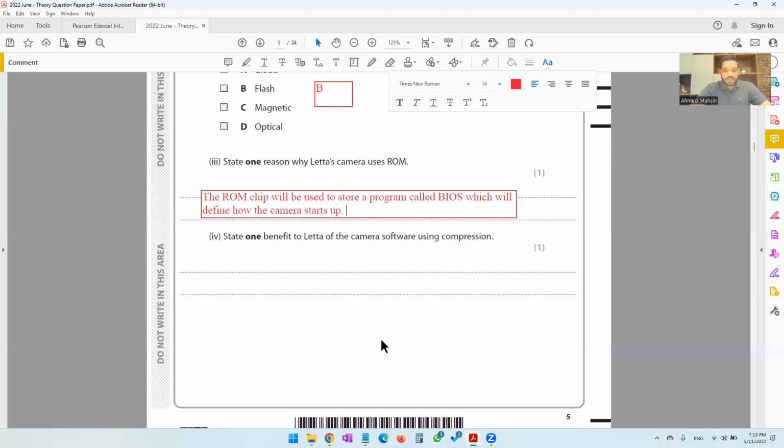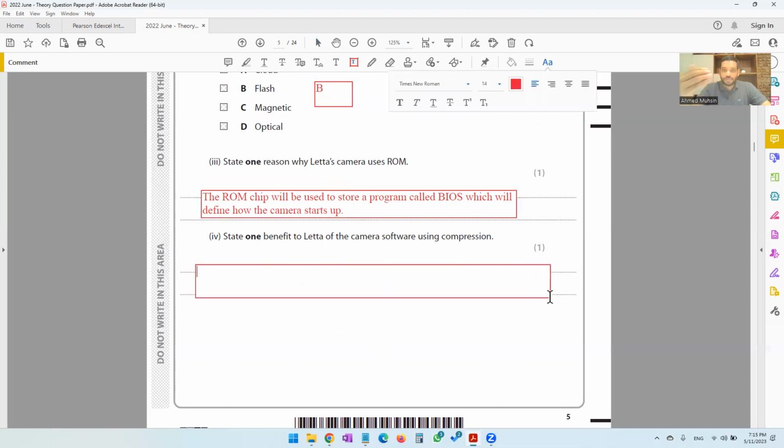State one benefit to Letta of the camera software using compression. So they're asking for the benefit. So we all know when compression is used, the size of a file is going to be reduced. Compression basically reduces the size of a file. Compression reduces the size of a file.